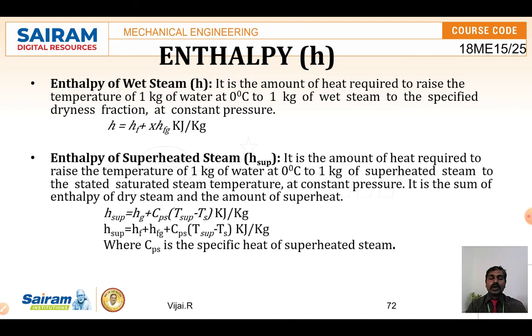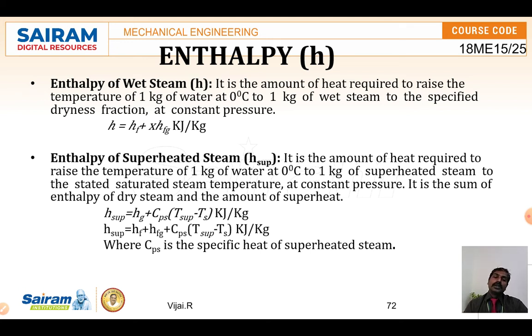Suppose x = 0.5 is the dryness fraction. If that is the case, what is the heat energy? For that the formula is H = Hf + x Hfg, where x is the dryness fraction already given. How much heat energy is required is called the enthalpy of wet steam.